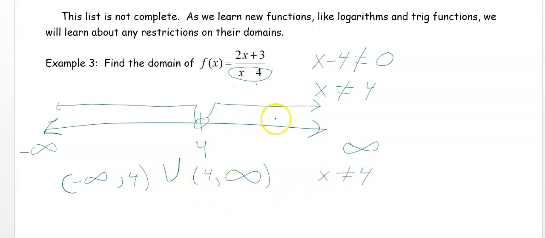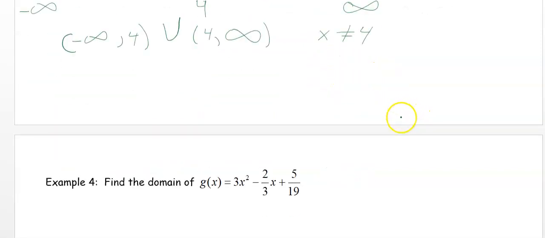So that's the big new idea here: you look at the function, there's a variable in the denominator, so you have to figure out what would make that denominator 0 and say you can't have that. The way you figure out where it would be 0 is to solve an equation or an inequality.